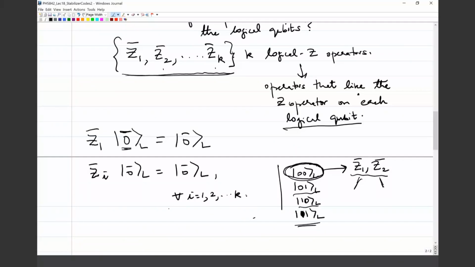And for each logical qubit, if I now split this as 2 logical qubits, one way to think about this is to think of Z1 bar tensor Z2 bar as being the final logical Z in some sense, right? So I associate one logical Z operator with each qubit. Note that each of these in itself will be a 2-qubit operator in this case. And if I encode k qubits, each of them will actually live inside the n-qubit space. So they're all n-qubit Pauli operators.